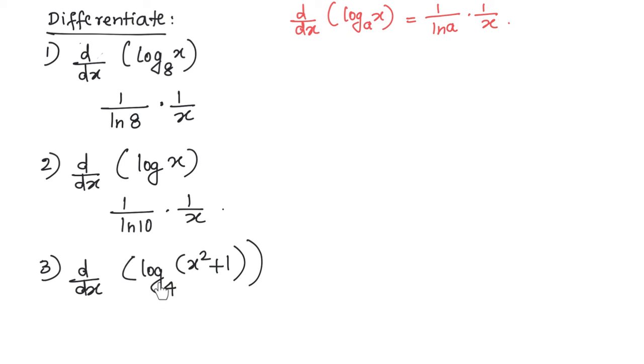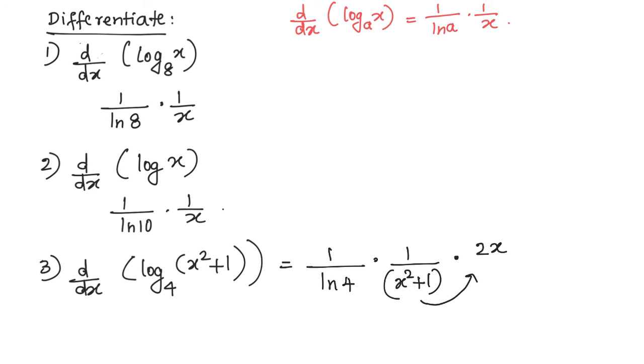Third question, a is 4. Instead of x, we have a function of x. So we will apply the chain rule, like 1 over u times u prime. So it will be 1 over ln of 4 times 1 over x square plus 1 times the derivative of this function. So that will be 2x.